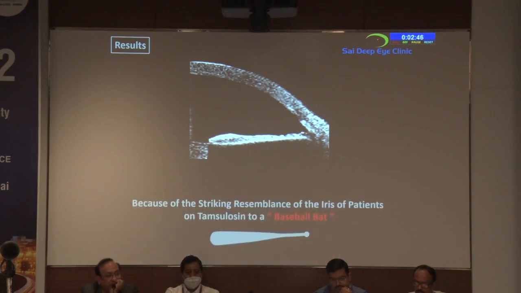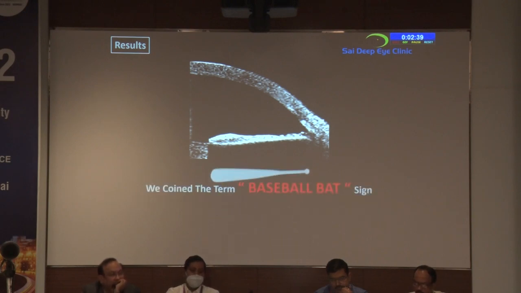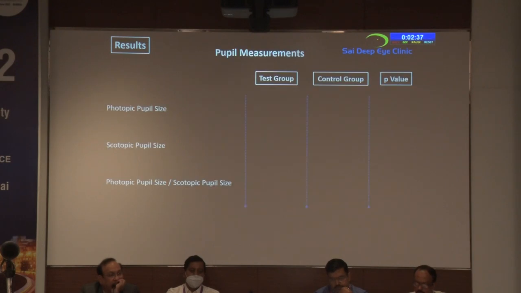Because of the striking resemblance of the iris of the patients on tamsulosin, where the dilator muscle region thickness was reduced, we coined the term baseball bat sign because it looked similar to a baseball bat.